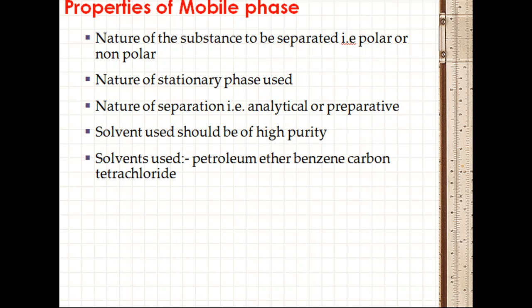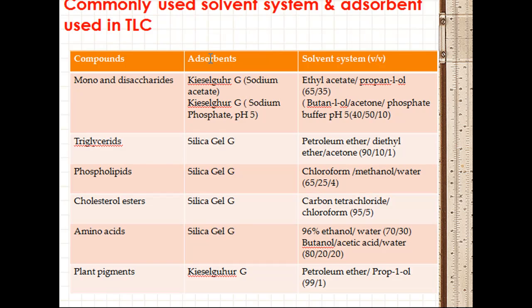What should be the property of a mobile phase? Nature of the substance to be separated, that is polar or non-polar. Nature of stationary phase used. Nature of separation, that is analytical or preparative. Solvent used should be of high purity, and these are the solvents which are being used. These are the commonly used solvent systems and adsorbents for the separation of different types of compounds.